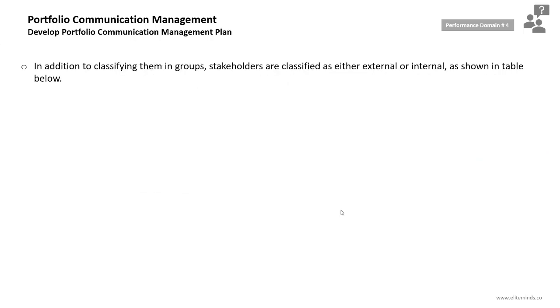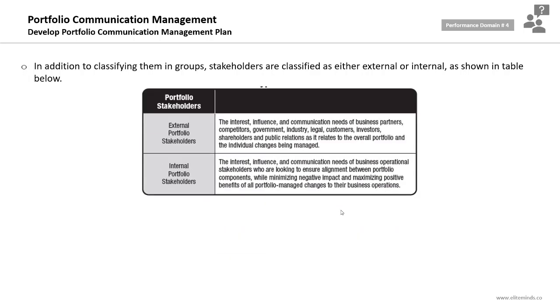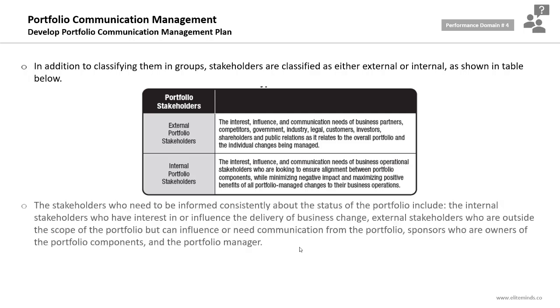In addition to classifying them in groups, stakeholders are classified as either external or internal, as shown in this figure. You have the portfolio stakeholders, external and internal. For the external stakeholders, there are the interest, influence, and communication needs of business partners, competitors, government, industry, etc. All these are external stakeholders to the portfolio. Internal stakeholders include the business operational stakeholders who are looking to ensure alignment between portfolio components while minimizing negative impact and maximizing positive benefits. So it will be very helpful to categorize stakeholders into internal and external.